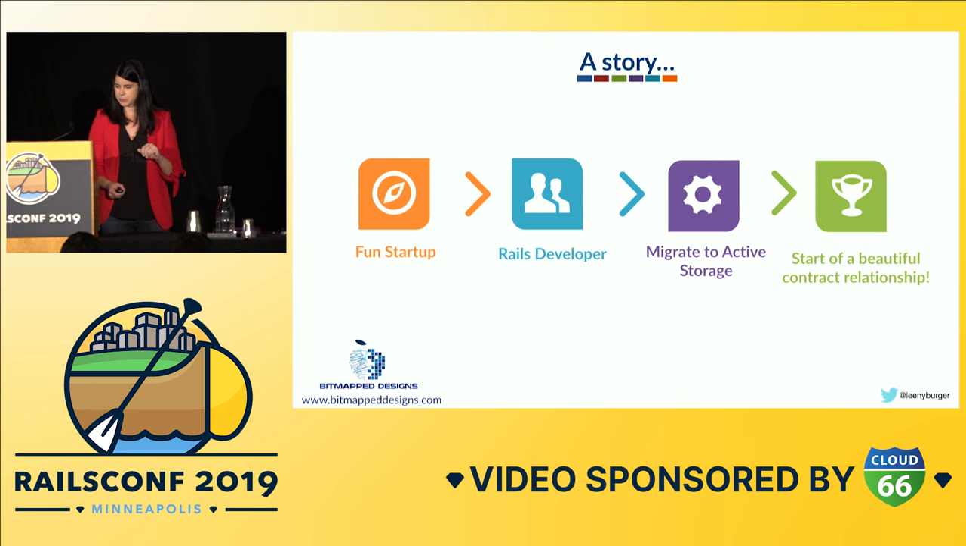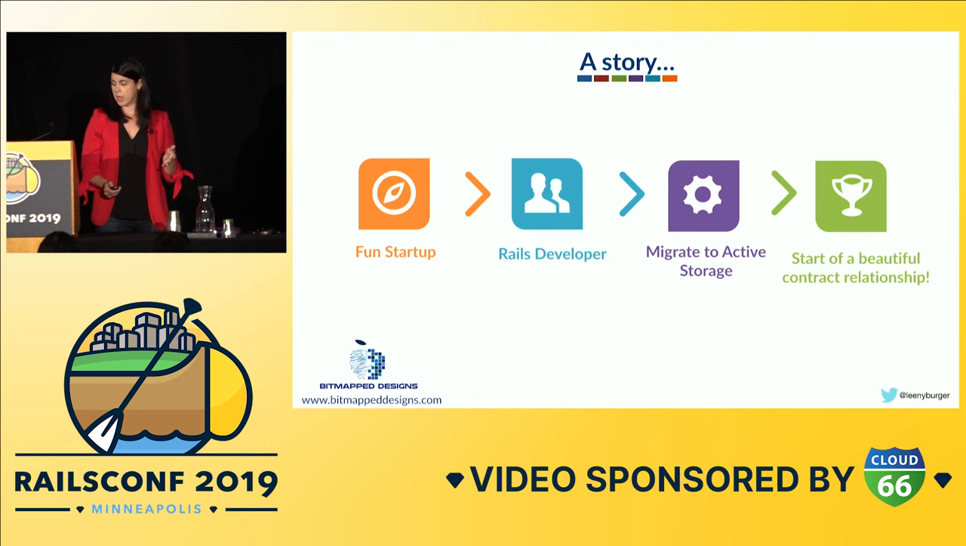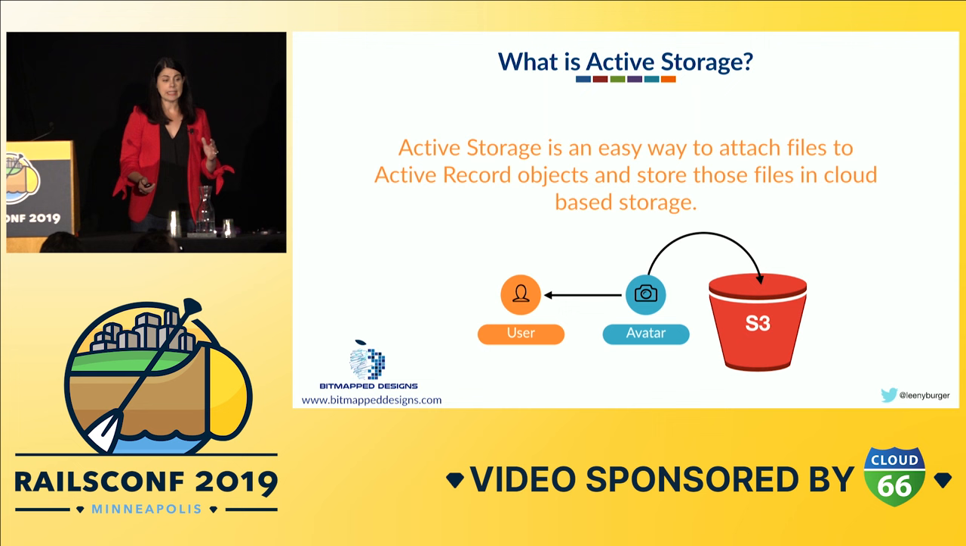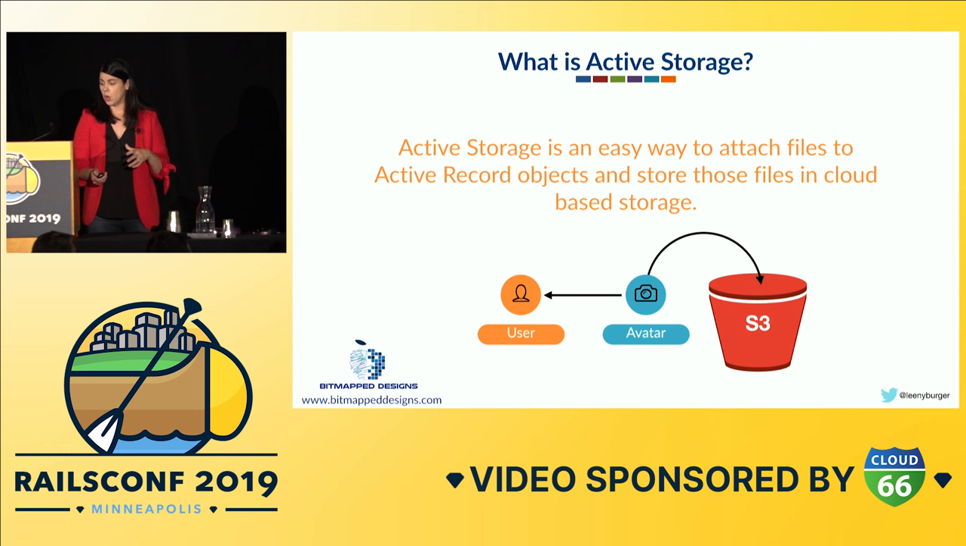So for those of you who are not yet on Rails 5.2, let's start with what is Active Storage. Active Storage is an easy way to attach files to Active Record objects and store those files in cloud-based storage. Have you ever needed to add an avatar to a user or maybe a resume to an applicant? Active Storage helps you take care of all of those file attachment needs.